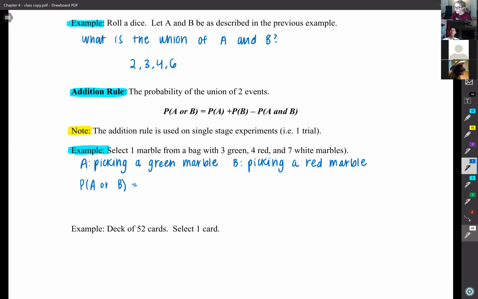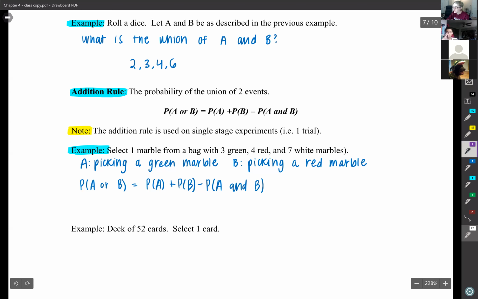Okay, well, with my formula up there, this is equal to the probability of A plus the probability of B minus the probability of A and B happening. First of all, I need to figure out the probability of picking a green marble. So think back to the beginning when we were doing stuff like picking a card out of a deck, and we were just putting the amount of ways this can happen over the total possible outcomes. So first of all, let's note that we have 14 total marbles.